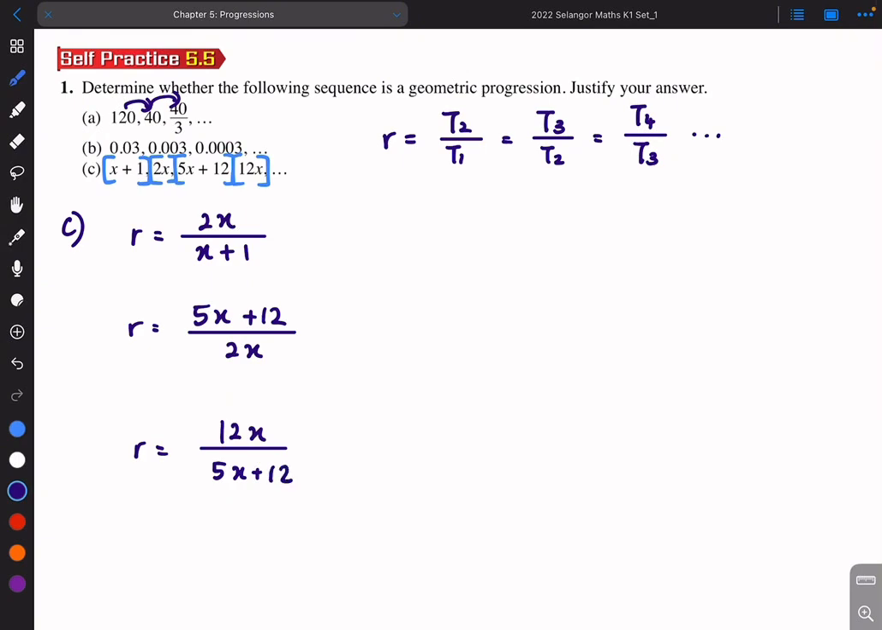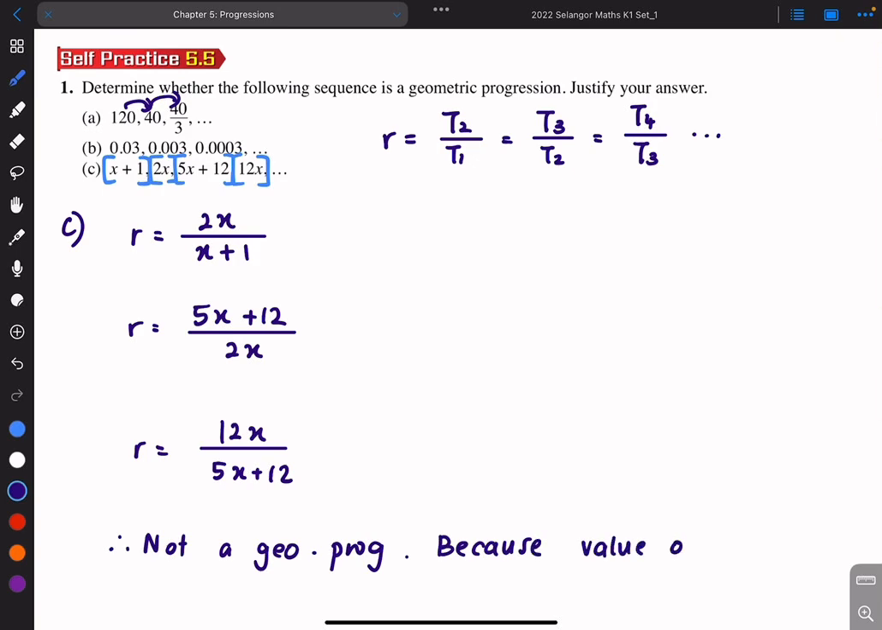It's quite clear here that it's completely different. So this cannot become this, this cannot become this. So these are all not similar. So we can say this is not a geometric progression because the value of R is not a constant. Done. So the R is not the same, therefore it cannot be a geometric progression. That's it.